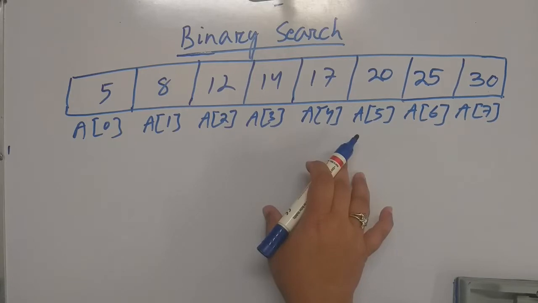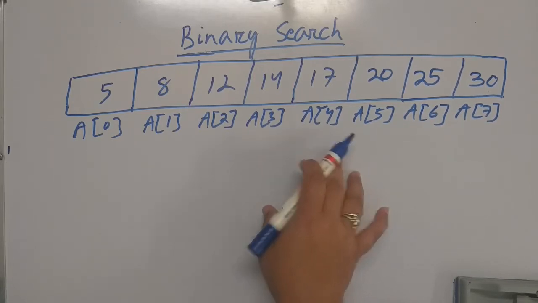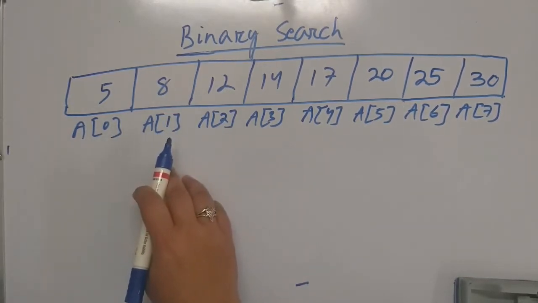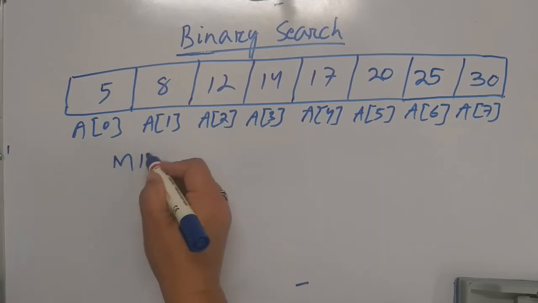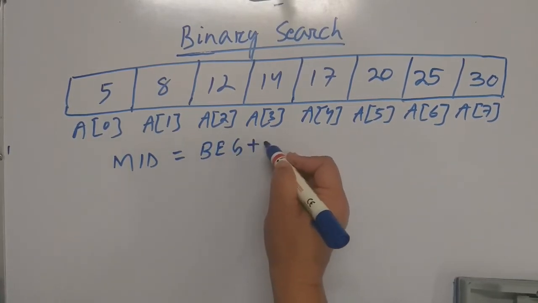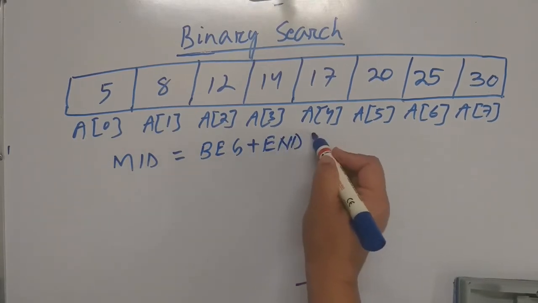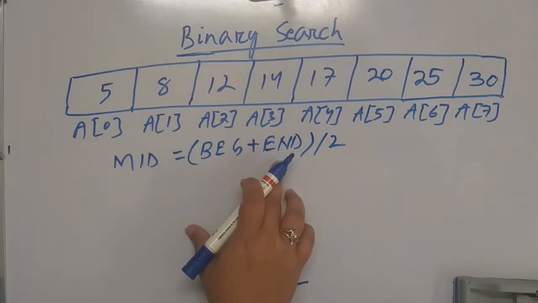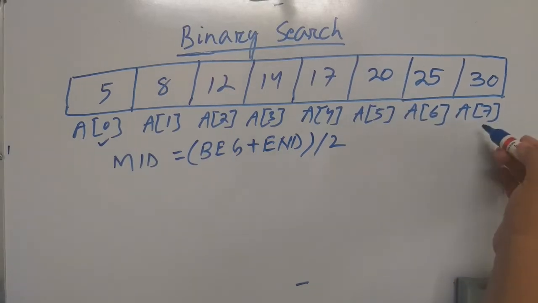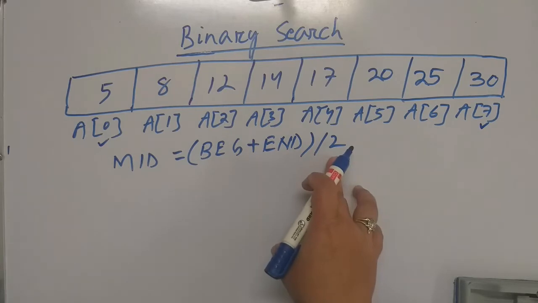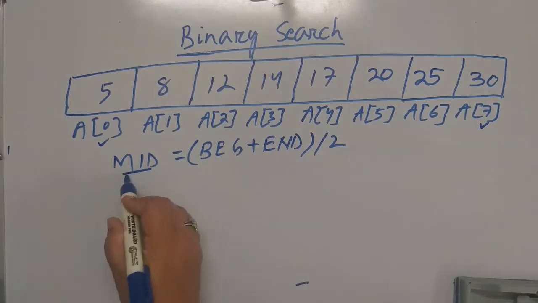Whenever we use binary search, we first divide the list into two parts. How do we divide it? We write mid equal to begin plus end, divided by 2. What do we mean by begin and end? The first position is taken as begin and the last position is taken as end, and we divide our list into two parts, and we get one mid position.